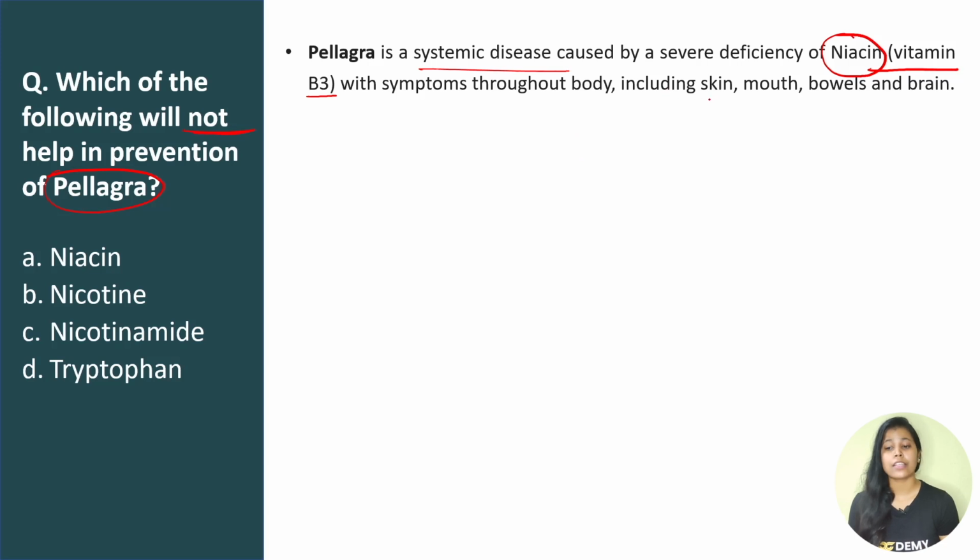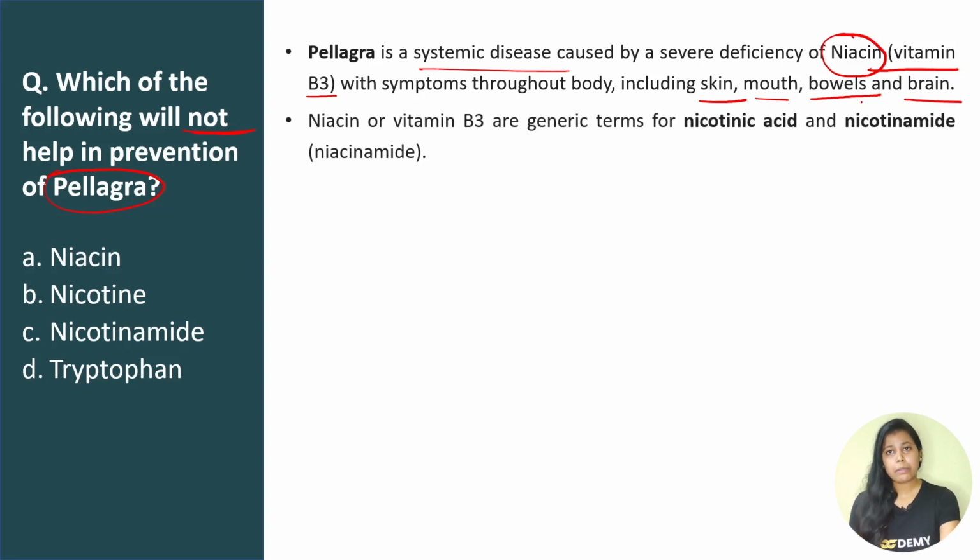Now the symptoms of pellagra: it affects the whole body. If you see there, it affects the skin, and a very peculiar symptom of pellagra is redness over the whole neck, and that is called Casal's neck. It affects the mouth, it affects the bowels, there will be diarrhea in case of pellagra, and also it affects the brain. There are cases of dementia and depression and others related to this pellagra.